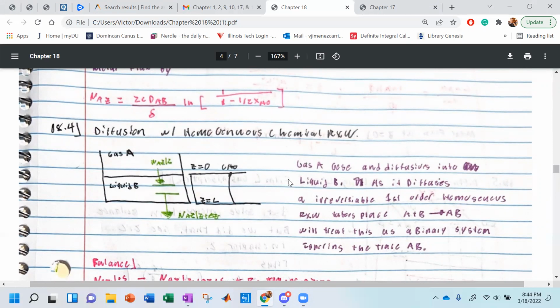It's the opposite. It diffuses and an irreversible first order homogeneous reaction takes place. It looks like this: A plus B yields AB. We'll treat this as a binary system, ignoring the fact that AB exists because it's really small.